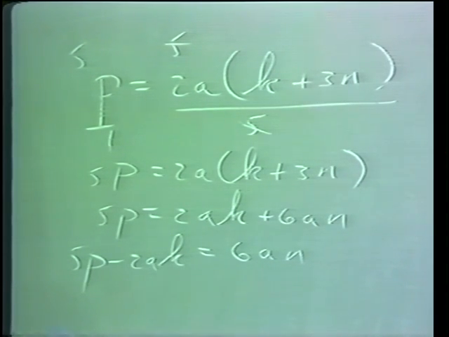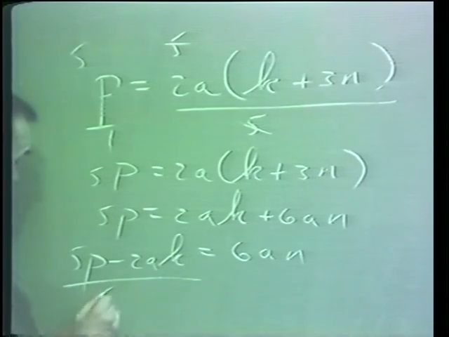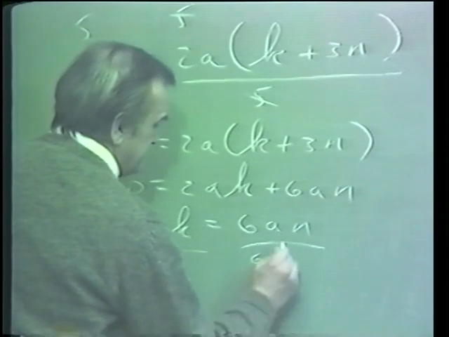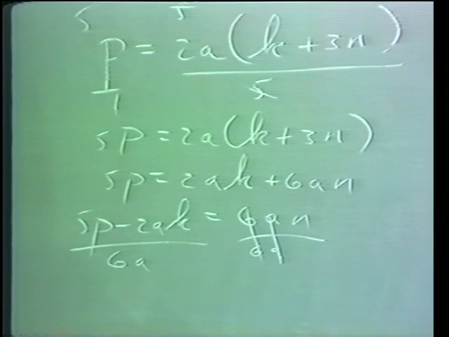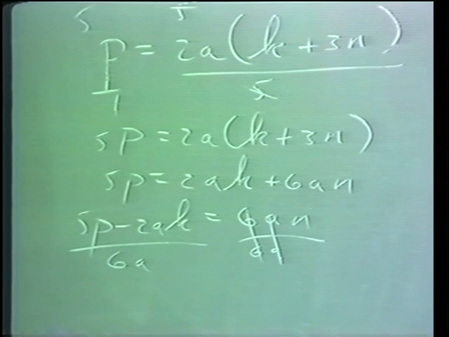The last step says, hey, divide both sides by the coefficient of your variable. That means what you are multiplying this variable by. Well, n is our variable. What are we multiplying n by in this problem? 6a. That is our coefficient of n. And there you come out with the answer. N is equal to 5p minus 2ak over 6a. Okay?